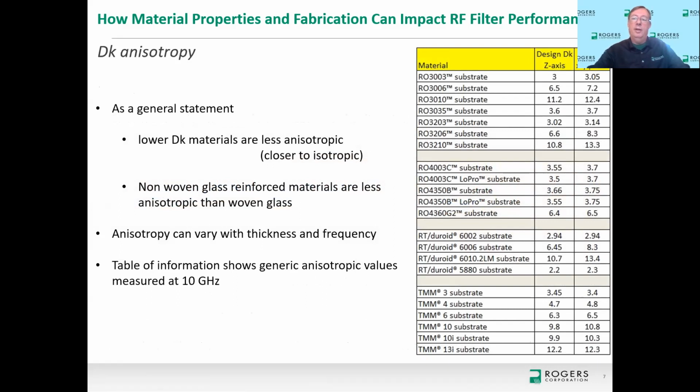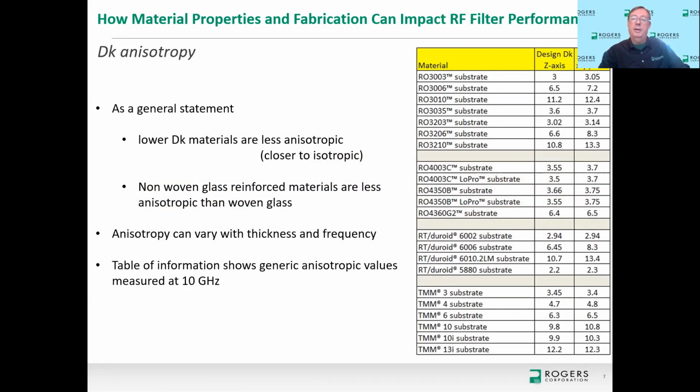Here's a list of many materials used in the high frequency industry, just giving you an idea for how anisotropic they are. To begin with, the general rule of thumb is a material with a lower dielectric constant has less anisotropy, and that can be seen looking at the first row of material, the RO3003 substrate. The Z-axis is about 3 dielectric constant, the XY plane is about 3.05, so there is a little difference. Not a huge difference, but there is some.